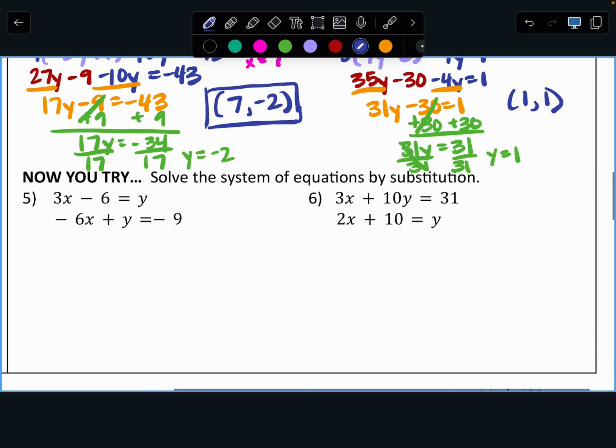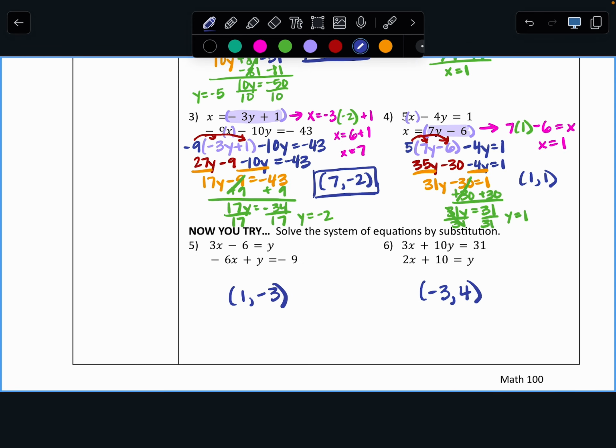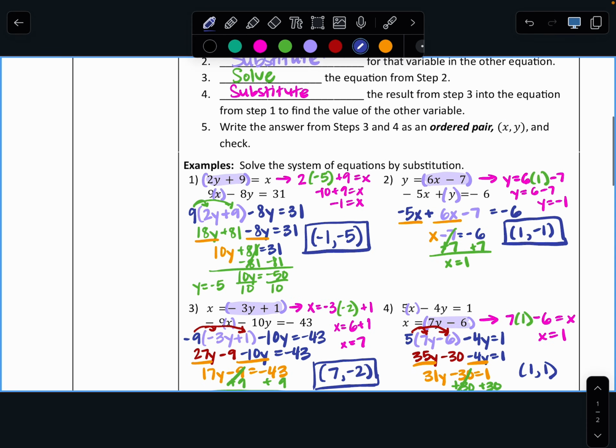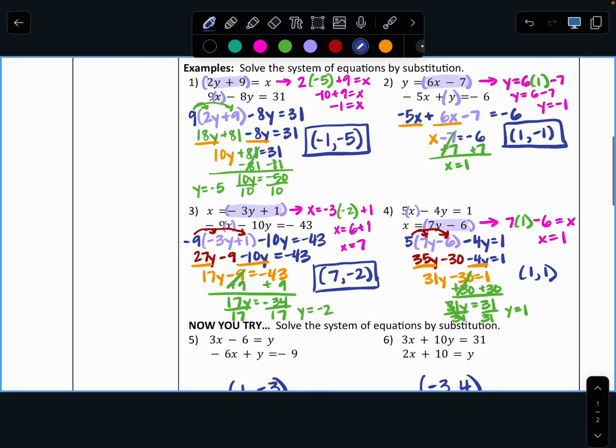Okay, you can try the last two on your own. I'm going to just give the answers to numbers 5 and 6. You should try them on your own to see if you can get the answer correct. But the answer for number 5 is 1, negative 3. And for number 6, it's negative 3, 4. So solve those on your own. If you can't get the answer right, you can come and ask me questions. But you have another Delta Math where you're going to be practicing substituting in an expression to solve the system.